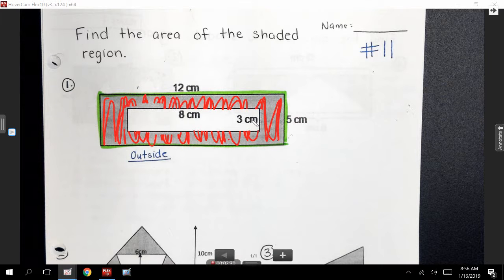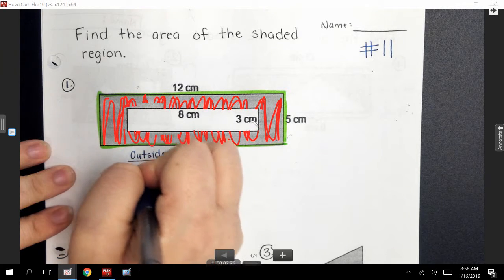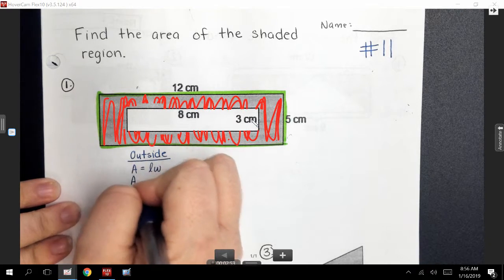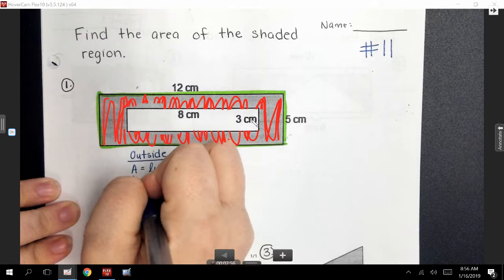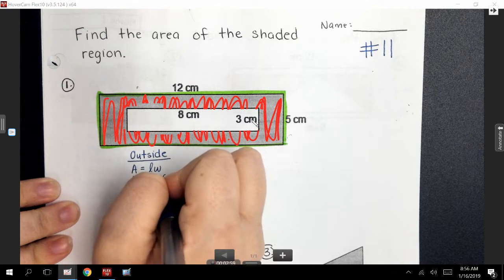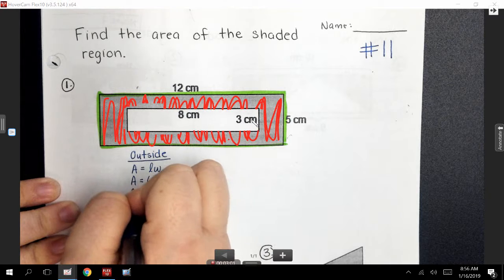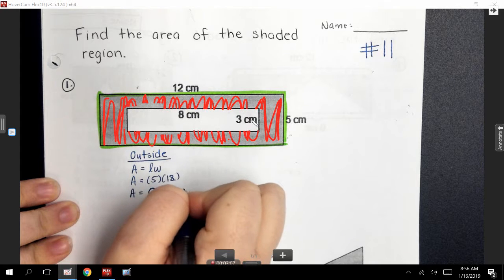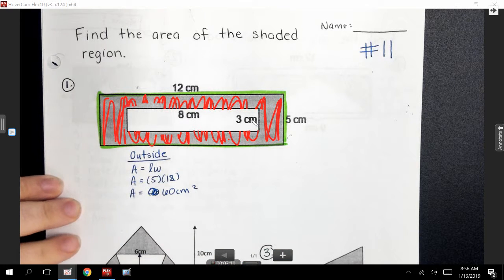What formula am I going to use for my outside shape? Chandler. A equals LW. Guys, we've been doing a lot of LW. Today you're going to go back to parallelograms. If it is not a rectangle and it is a parallelogram, can you use LW? No. I'm going to remind you of that when I hand you your homework in a minute, okay? So A equals, what is my length and width here, Chandler? 5 times 12 or 12 times 5. So my area is going to be 60 centimeters squared. So that's the outside shape. Are we okay with that?